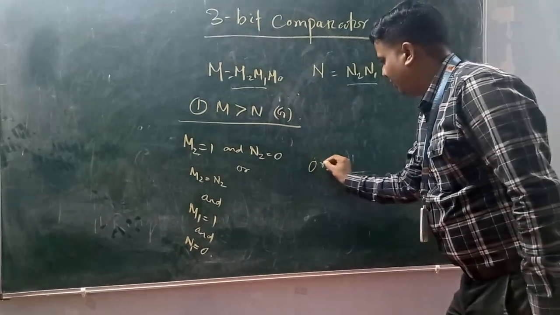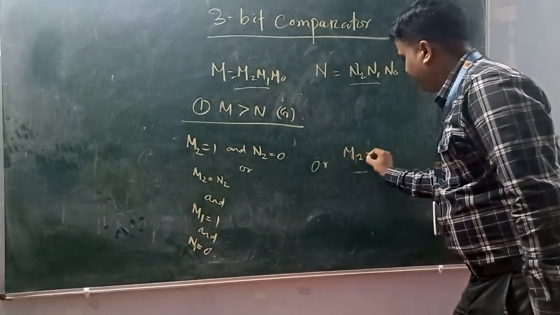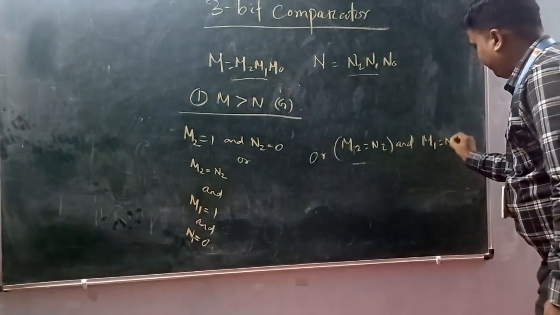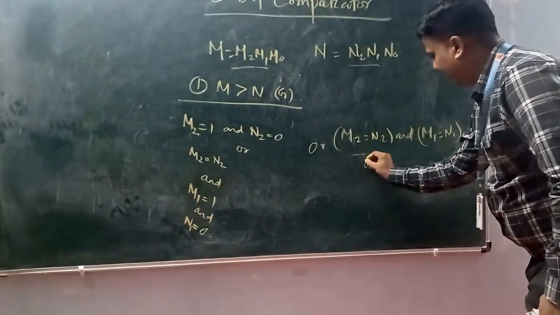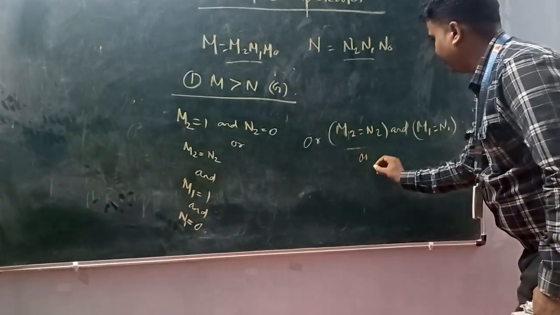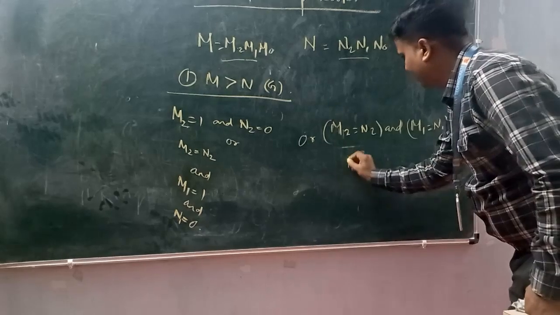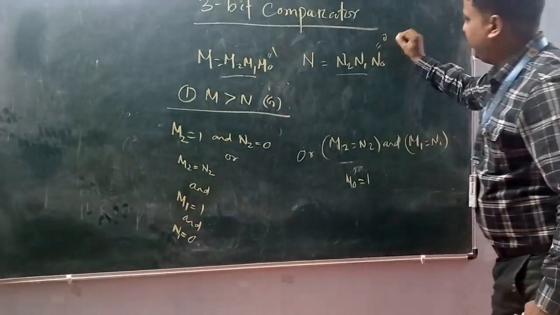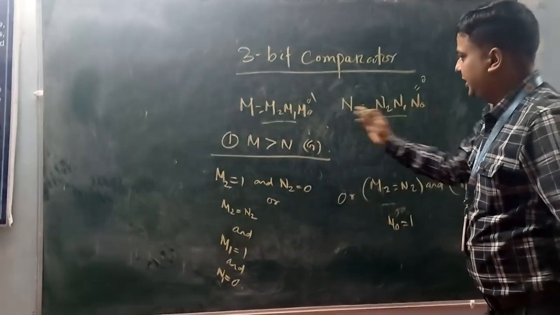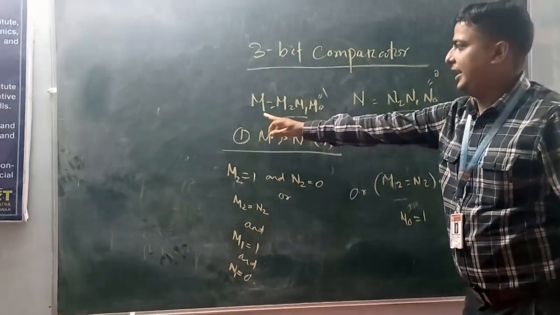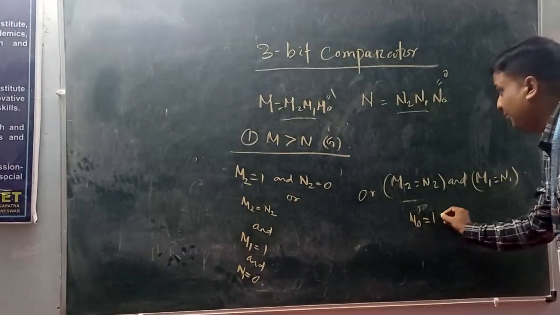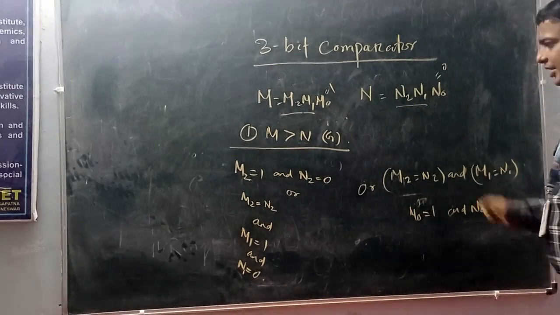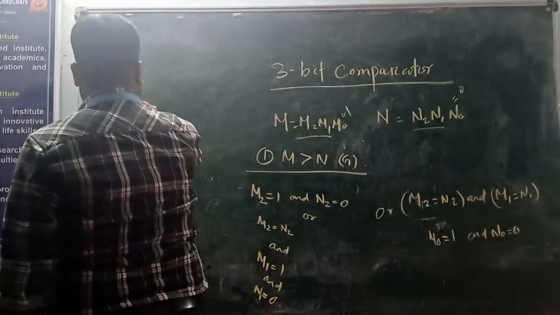What is the condition? If M2 equals N2 and M1 equals N1, then M0 must be equal to 1 and N0 must be equal to 0. If these conditions are satisfied, then we say that M is greater than N. So M0 is 1 and N0 is 0. So what is the expression for G?